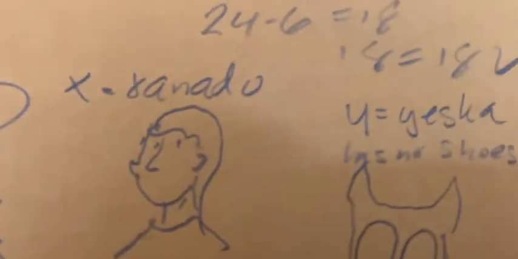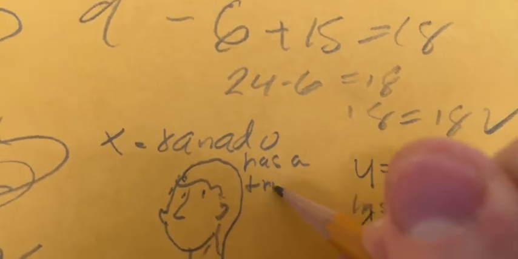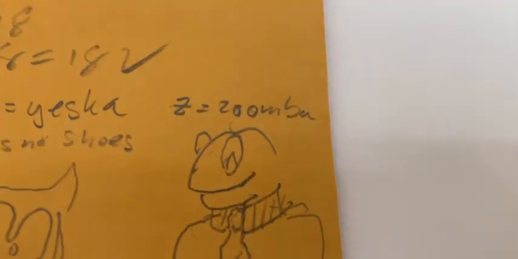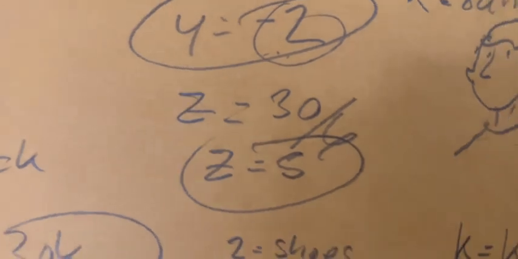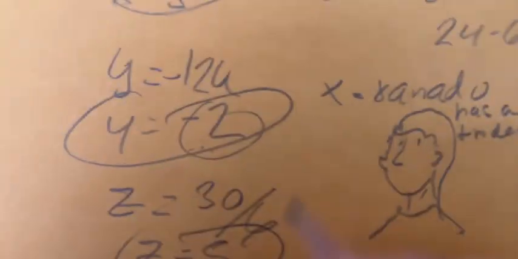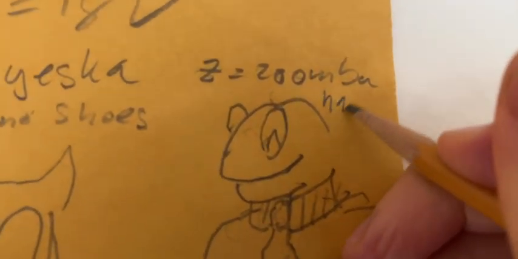Okay. Xanadu. Xanadu is 3. Xanadu has a trident. This doesn't make sense, but I'll tell you in a minute. Zoomba. What's Zoomba? Zoomba is 5. Why put 5? 5 is a ring. 5 golden rings. Zoomba has a ring.